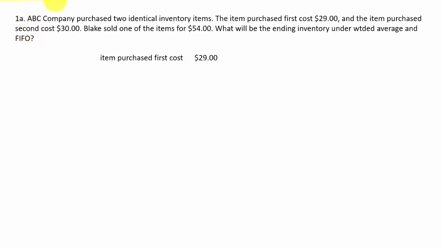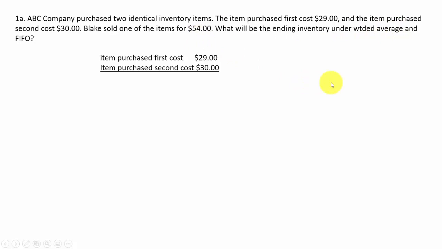So, ABC Company purchased two identical items of inventory. The item purchased first cost $29. We've got that listed right here. And the item purchased second cost $30. Okay. Blake sold one of the items for $54. And what will be the ending inventory under weighted average and under FIFO?